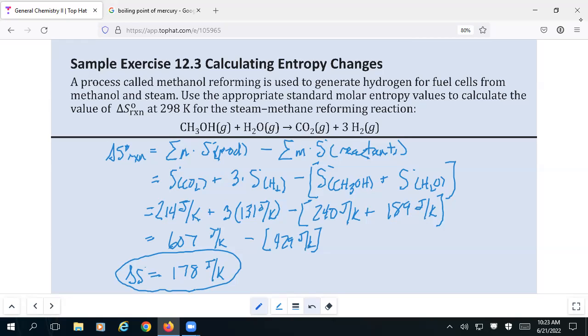And this is about what we expect, not in terms of the number itself, but in terms of its sign. We're going from 2 reactant gas molecules to 4 product gas molecules. So the increase in the number of gas molecules should yield a positive entropy. And it does. So that's going to close it up for entropy for today.